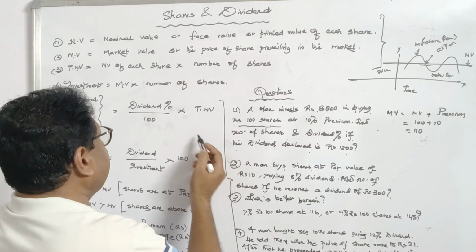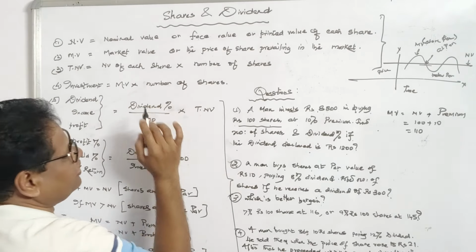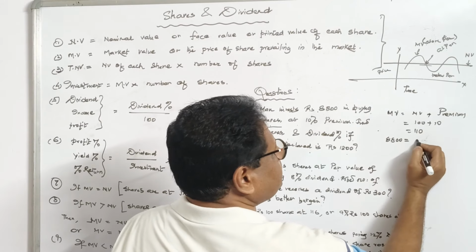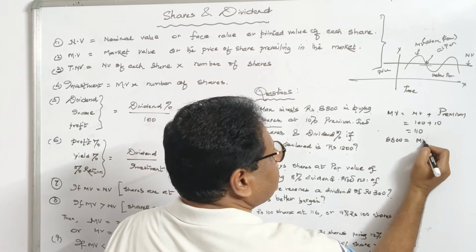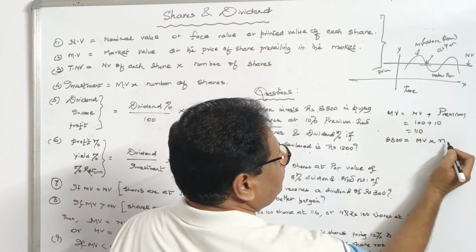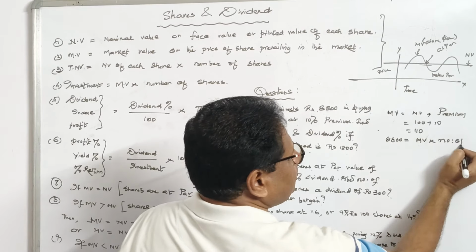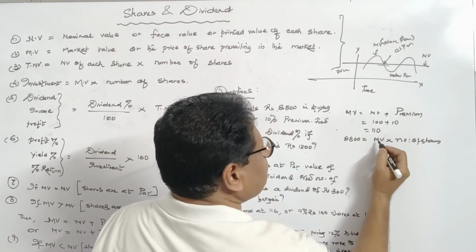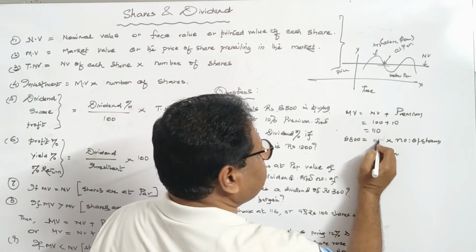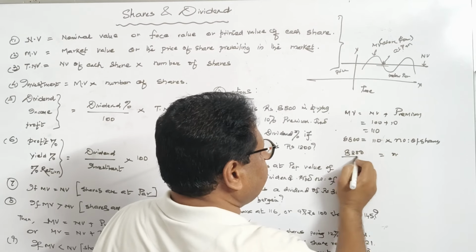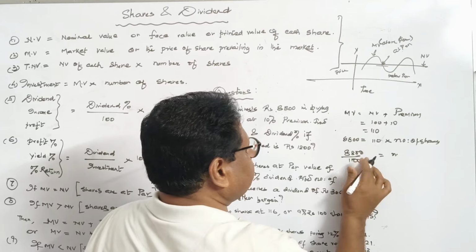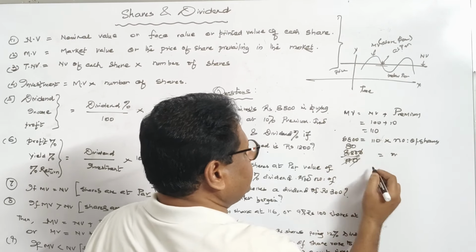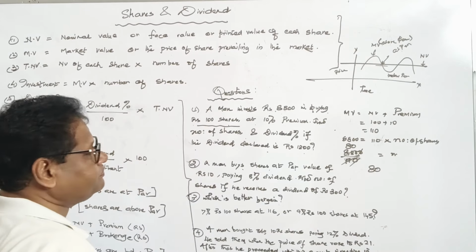Applying this formula, investment equals market value into number of shares. We have 8800, that is the investment. This equals market value, that is 110, into number of shares. So this number of shares you can easily find out. Now the number of shares n equals 8800 divided by market value, which is 110. Sorry, it is 110. So 0 cancels. It is 80. So you got 80 shares, right?